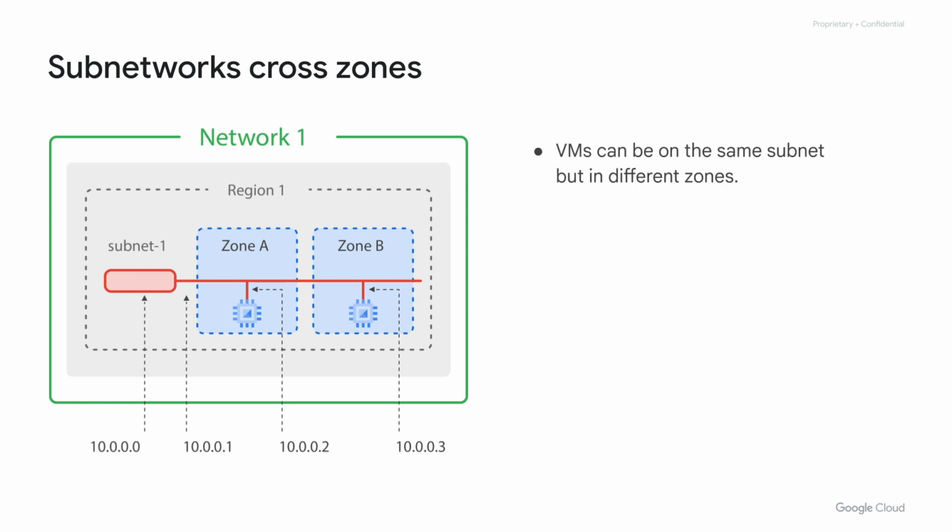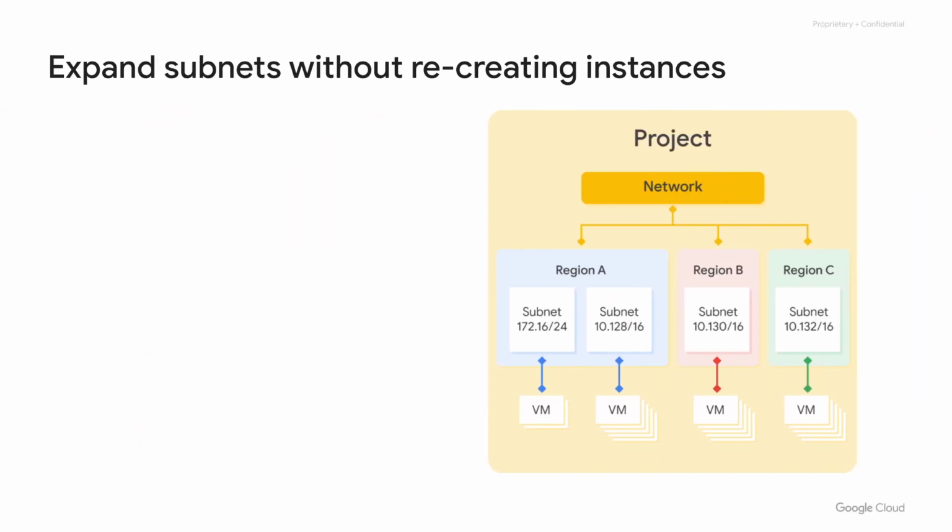Now, even though the 2 virtual machines in this example are in different zones, they still communicate to each other using the same subnet IP address. This means that a single firewall rule can be applied to both VMs even though they're in different zones. Speaking of IP addresses of a subnet, Google Cloud VPCs let you increase the IP address space of any subnet without any workload shutdown or downtime.